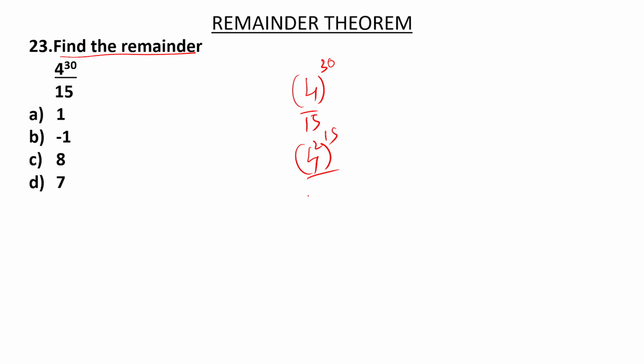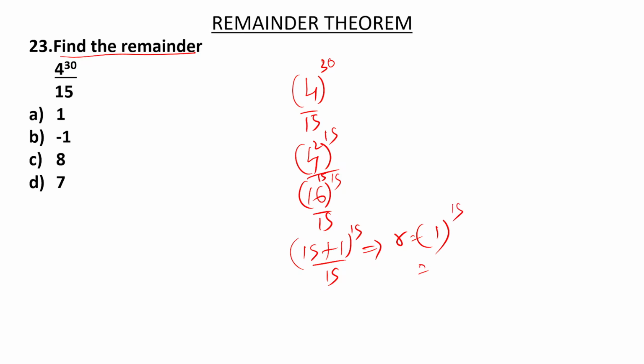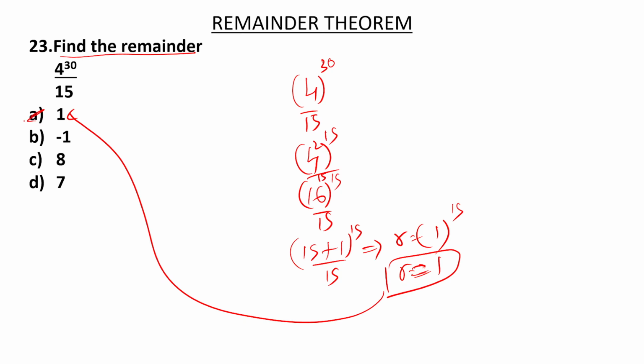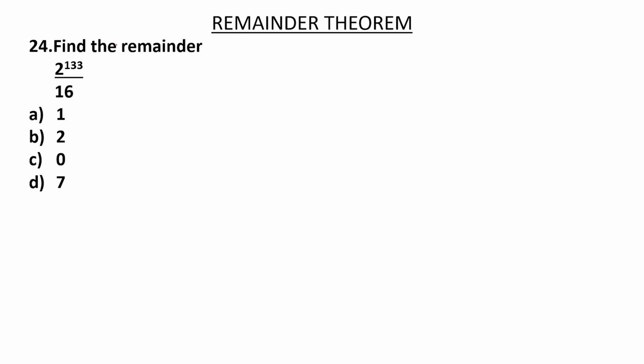So 4 fours are 16. 16 whole power 15 by 15. 16 can also be written as 15 plus 1 by 15 whole power 15. We'll get the remainder as 1 power 15. So our final remainder is 1. That's how you do it. I hope you understand it.